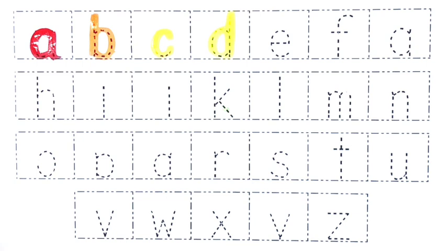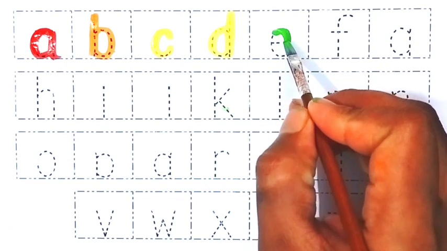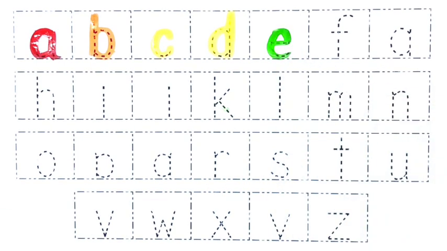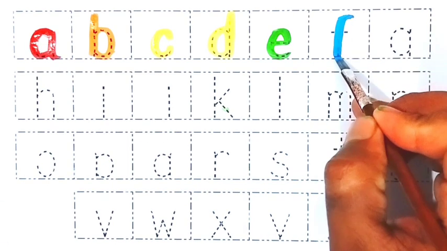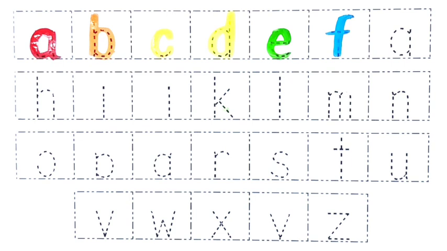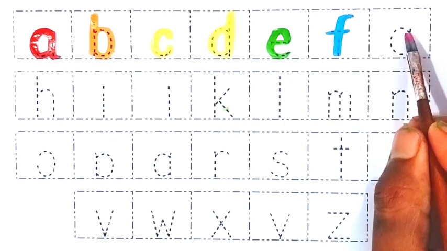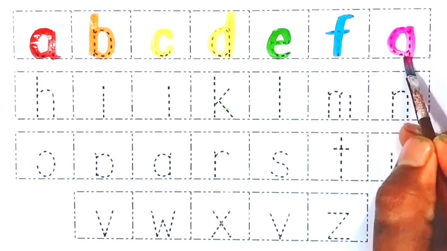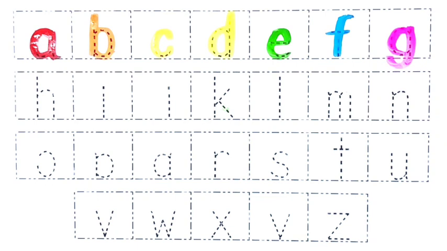Now I know my ABC. E for egg. F for flower. G for grape.